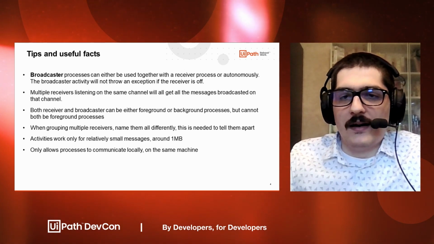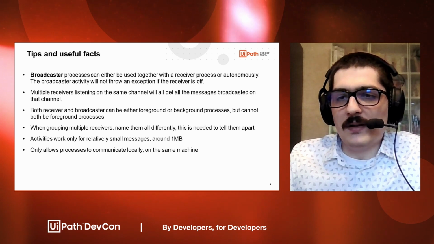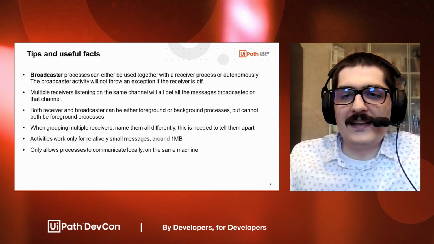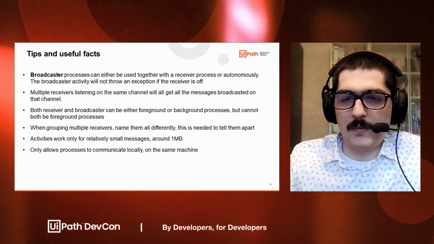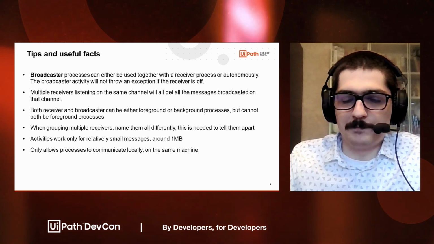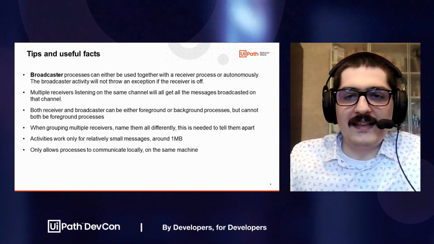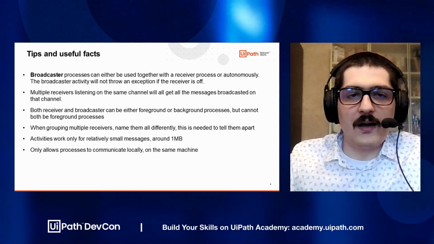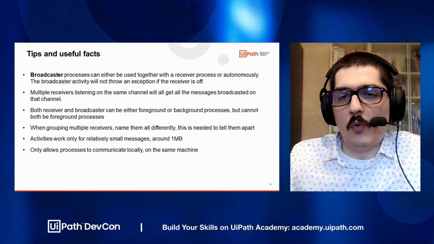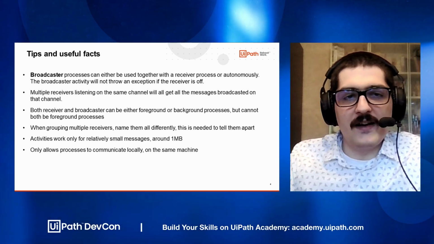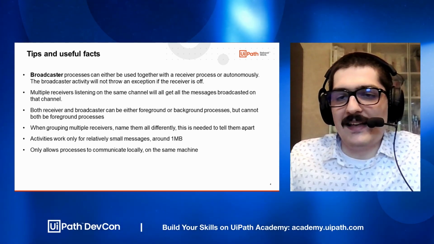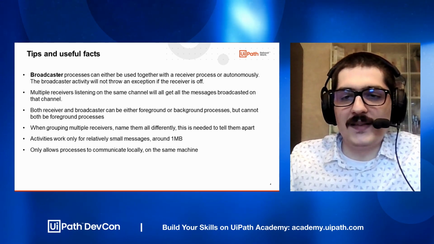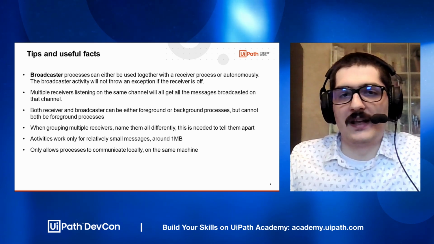When using multiple receiver triggers grouped together, it is very important to rename them all differently as to help determine where each message is from. You can remember that from the demo we did previously. Another thing to keep in mind is that these activities work for only relatively small messages, around 1 megabyte. However, this is more than enough for most use cases. And one final thing that we should all remember is that this package only allows for processes on the same machine to communicate. It will not allow for processes on different machines to keep in touch and sync up.